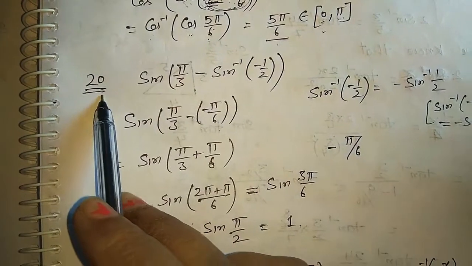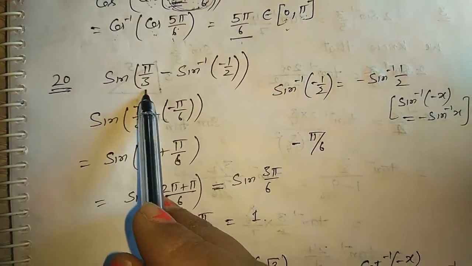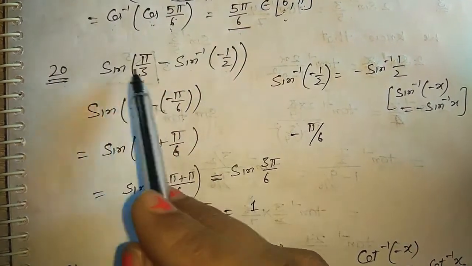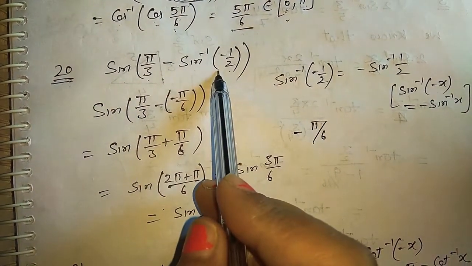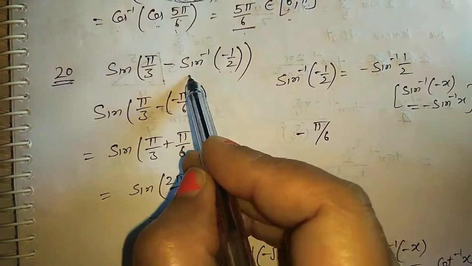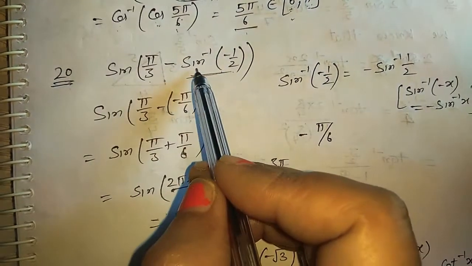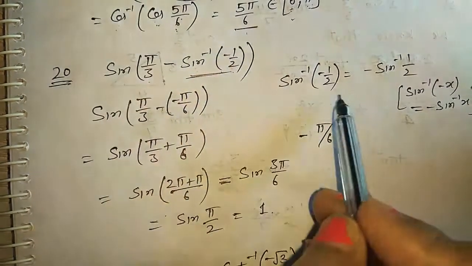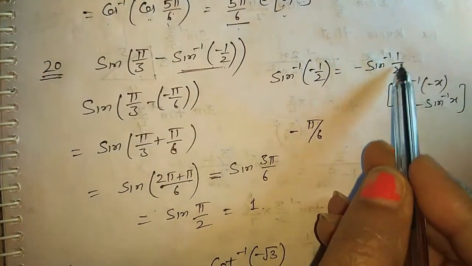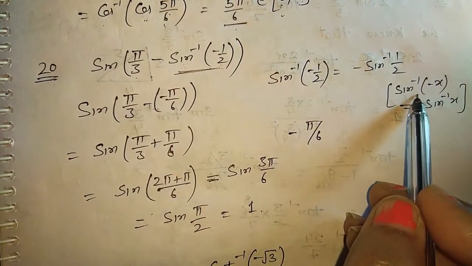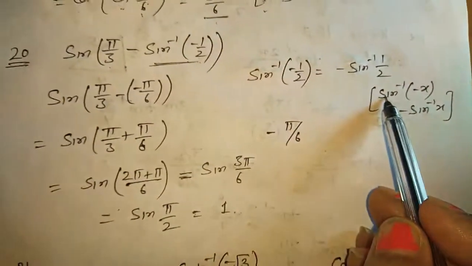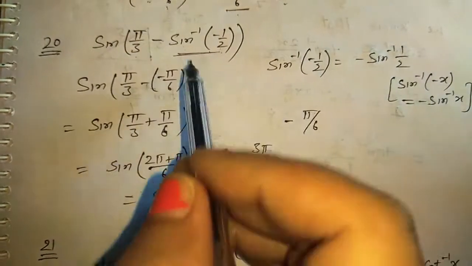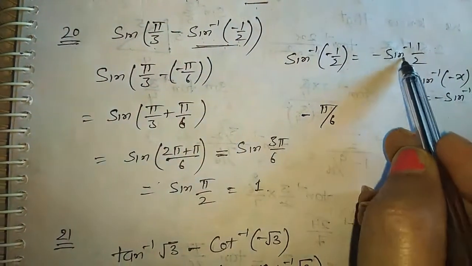Now come to the 20th question. Sin of pi by 3 minus sin inverse of minus 1 by 2. You can use the formula sin A minus B here as you wish, otherwise you can solve it yourself. Sin inverse minus 1 by 2: we can write it as minus sin inverse 1 by 2, because of the property sin inverse minus x is equal to minus sin inverse x.